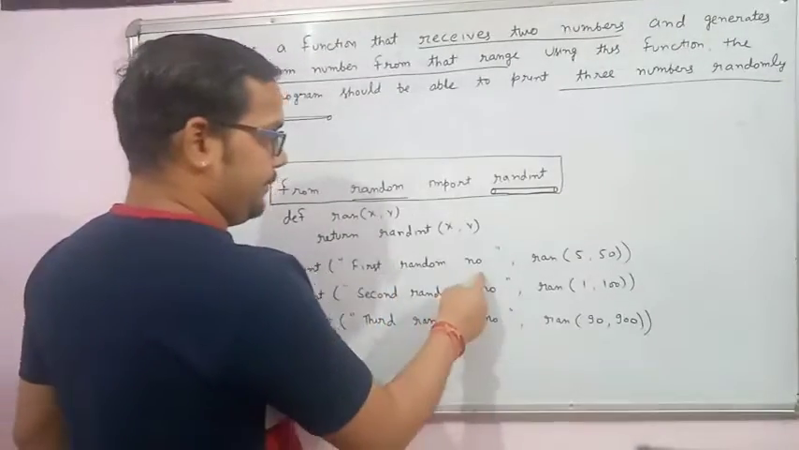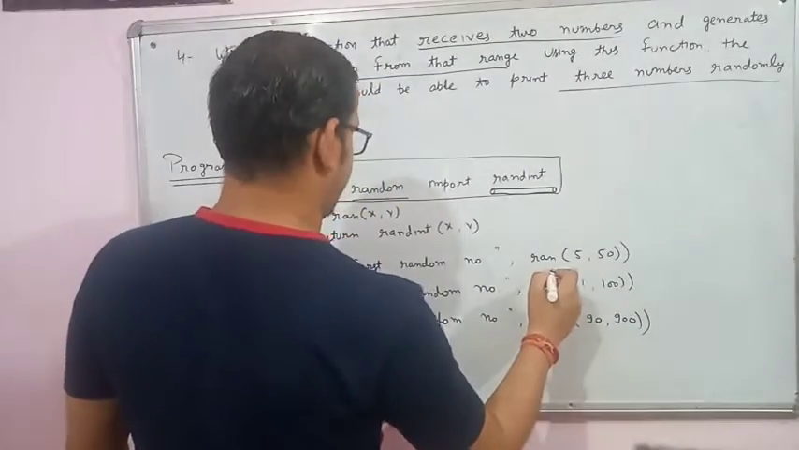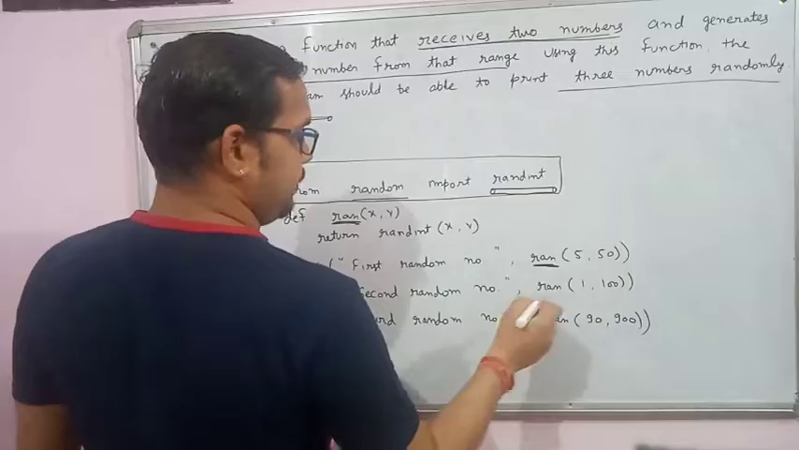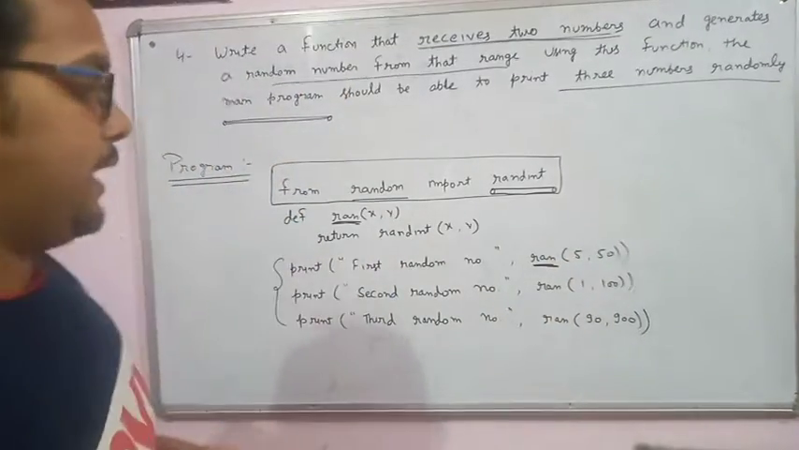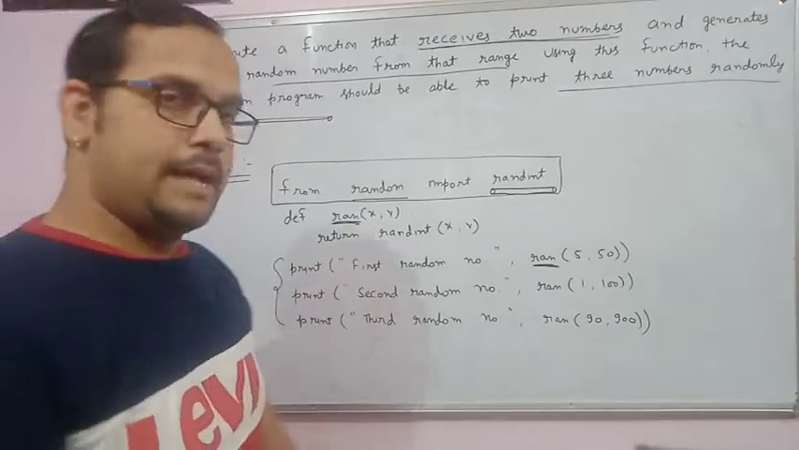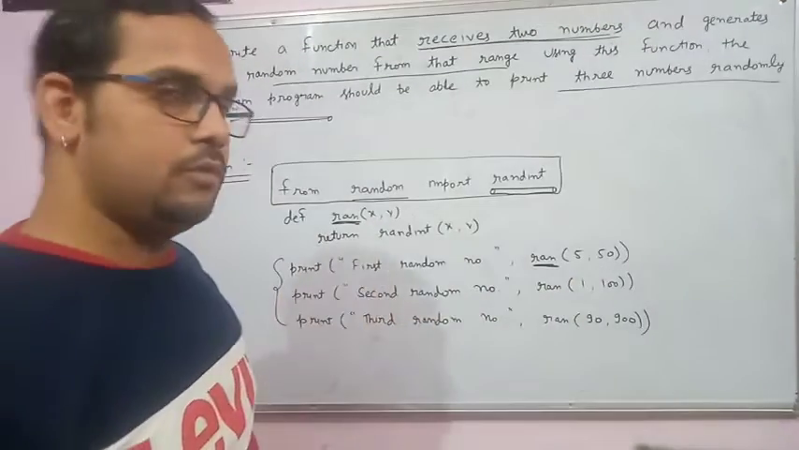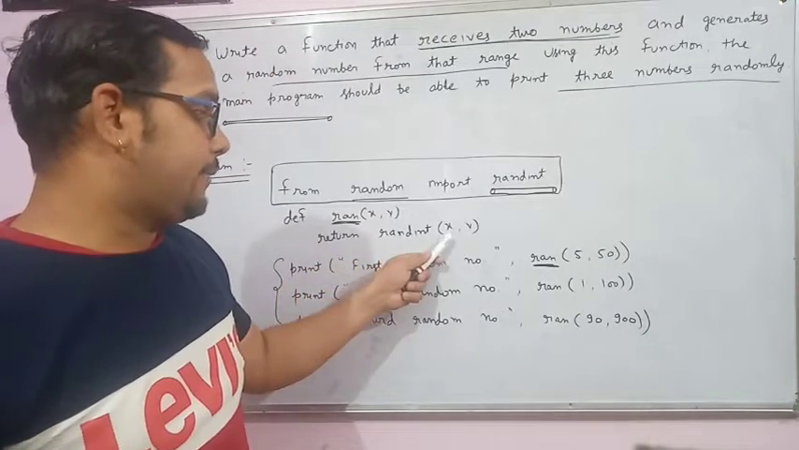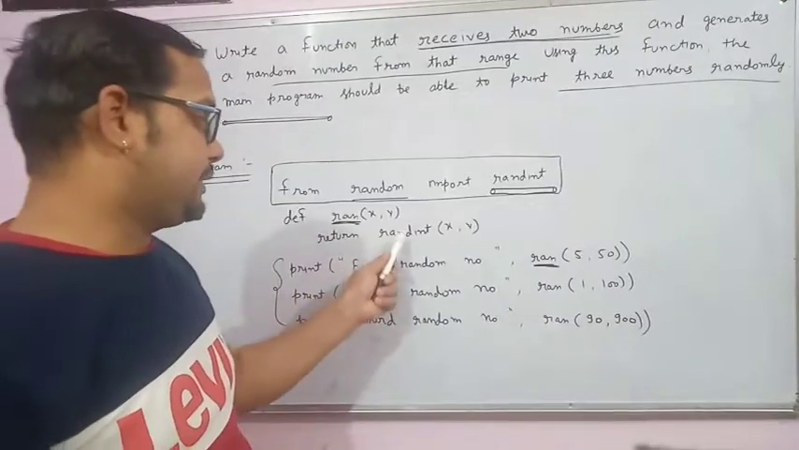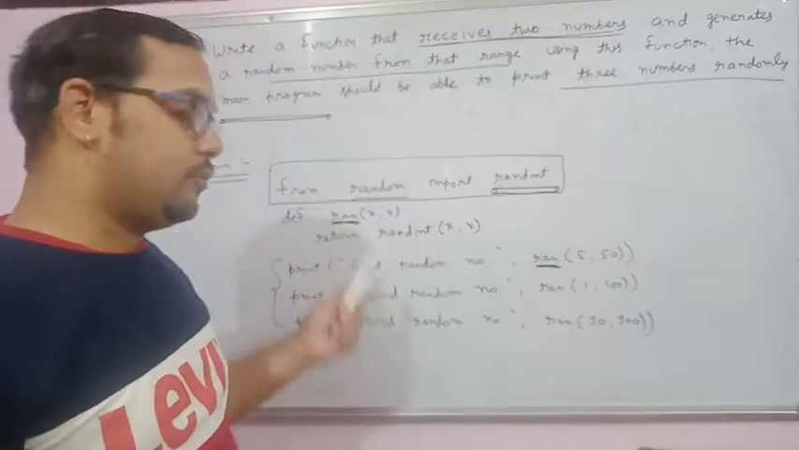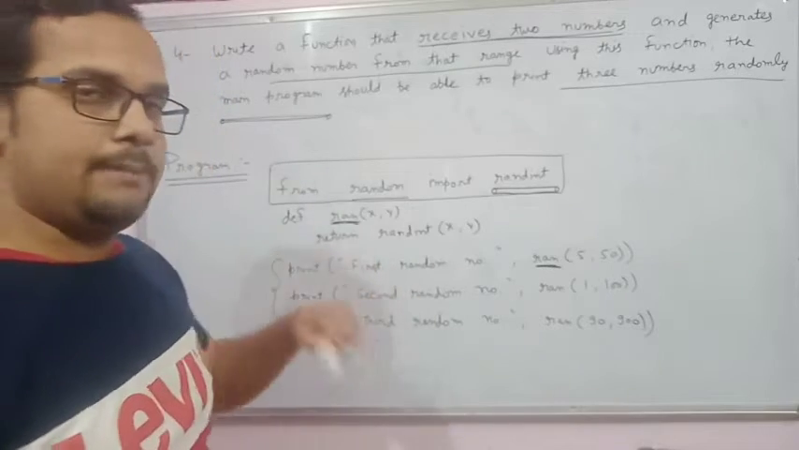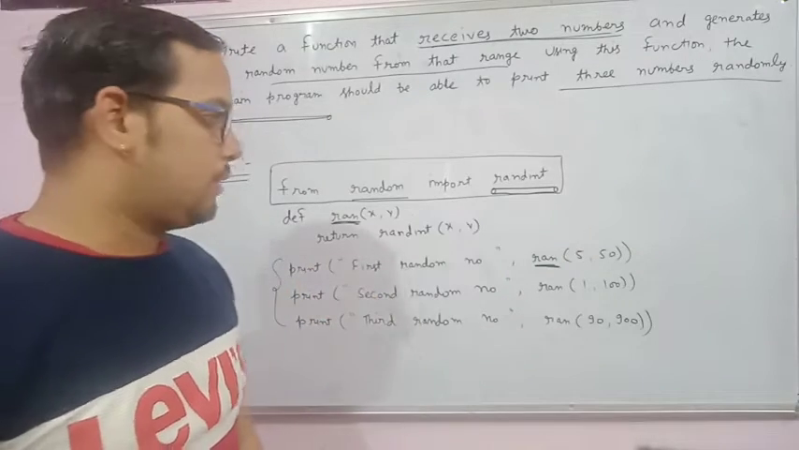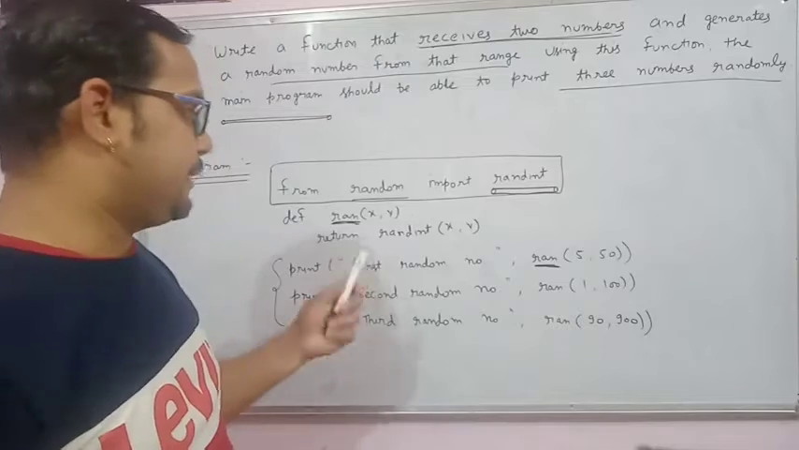First, random number. So call this ran function. The function name is ran. It receives two numbers, so here we pass two arguments. The first value is assigned to variable x, the second value to y. Then return randint(x, y), so with 5 and 50 it will generate a random number between 5 and 50. Maybe it will generate 6, maybe 15, or maybe 13. Any number it can generate.